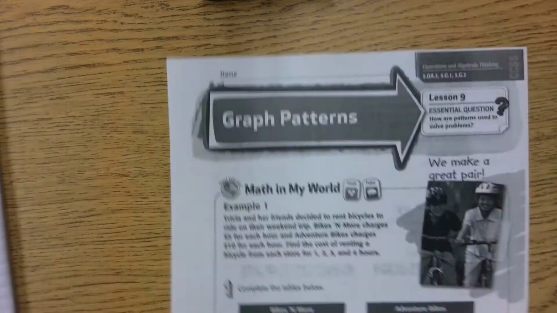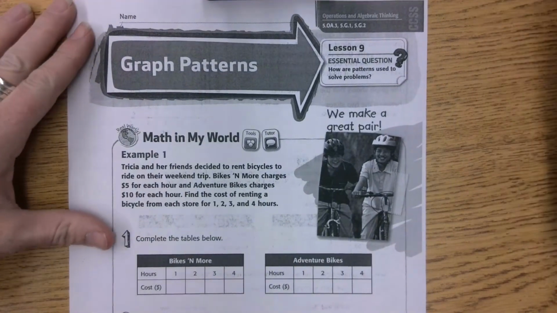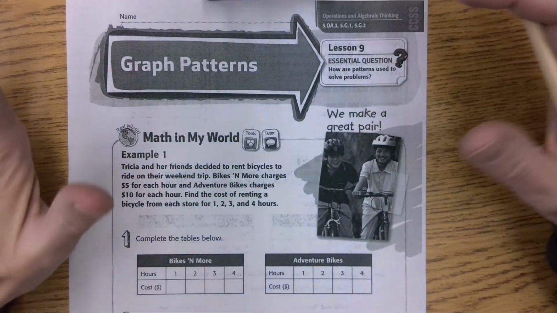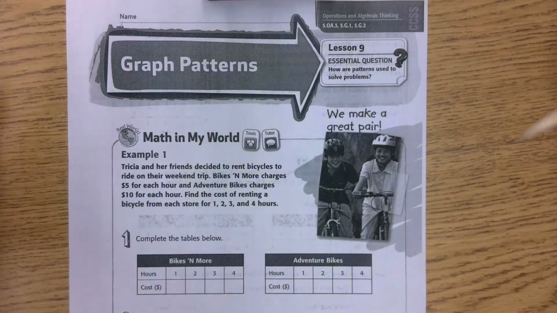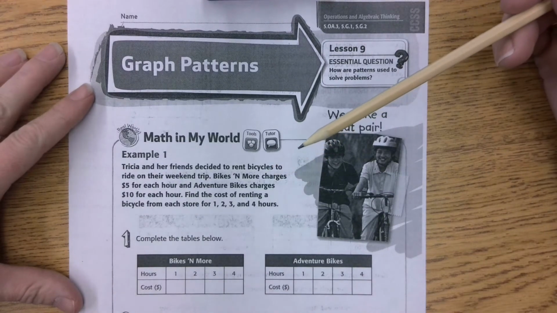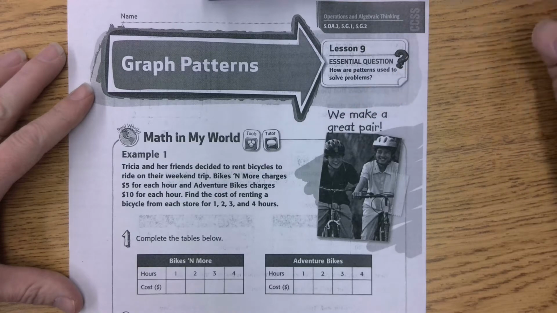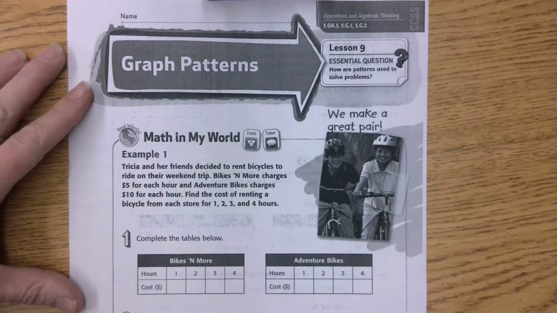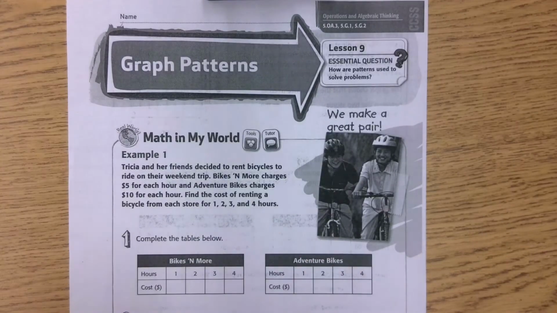All right, so then we're going to go over here. This is page 531. This is a really good lesson. I like how this looks. I like how it shows you really what you need to understand. So Trisha and her friends decided to rent bicycles to ride on their weekend trip. Bikes and More, which is the name of a store, charges $5 for each hour. An Adventure Bike charges $10 for each hour. We're going to find the cost of renting a bicycle from each store for 1, 2, 3, and 4 hours.